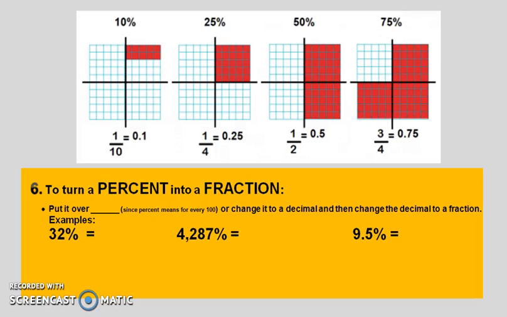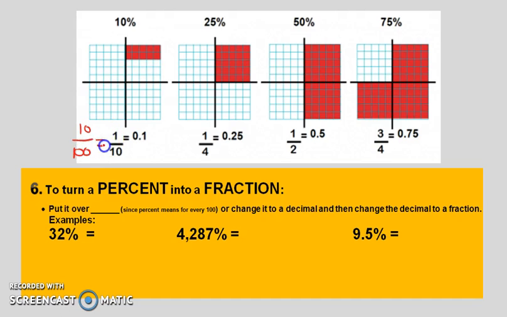At the top of your screen, you see 4 different 100 grids. They are 10 by 10. The first one has 2 rows of 5 shaded in red, so altogether that's 10. 10 out of the total 100 grids are shaded red.